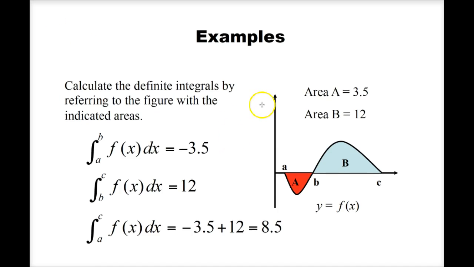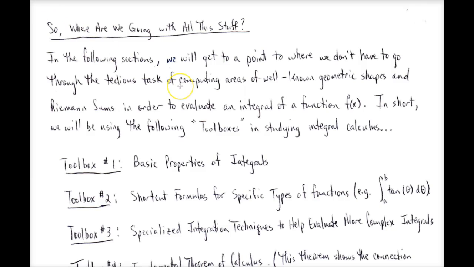So this is just a quick example here. Let's say we knew that the area under the curve from A to B right here is negative 3.5, and the area from B to C is going to be 12. Then we would take what's called the net area of what is above and what's below. And so we would see that the total net area under the curve is 8.5.